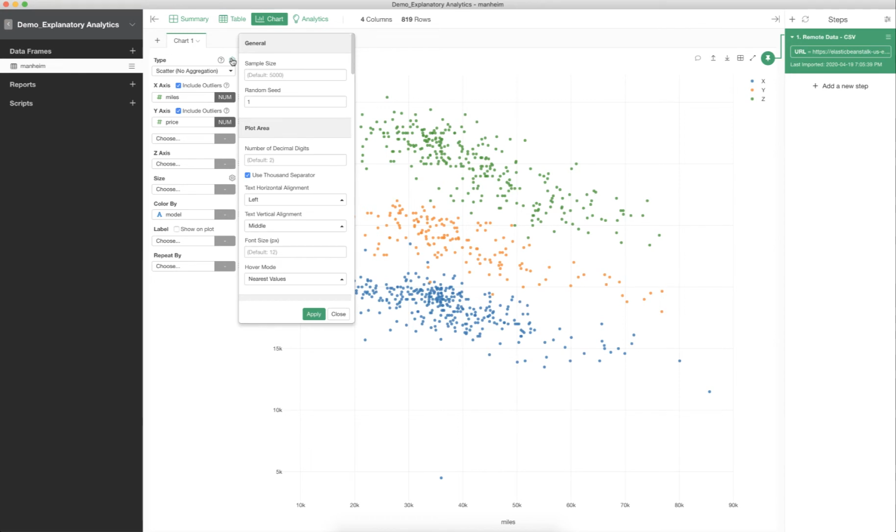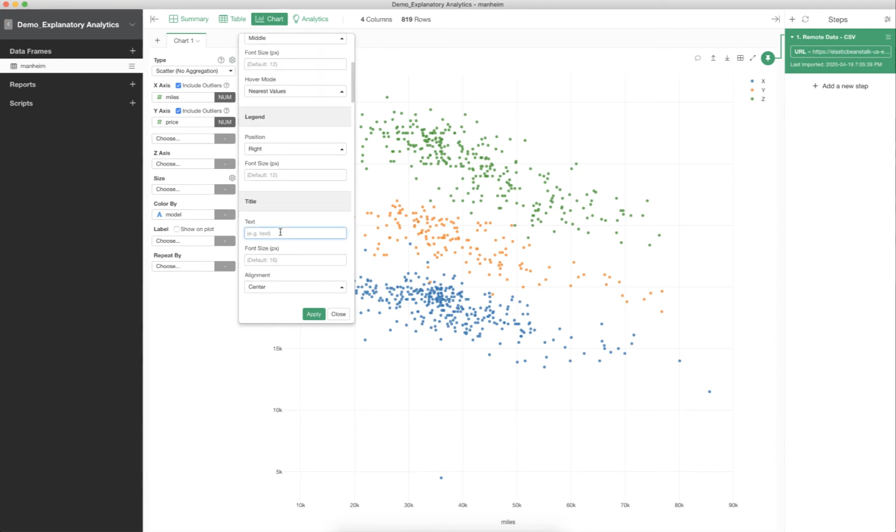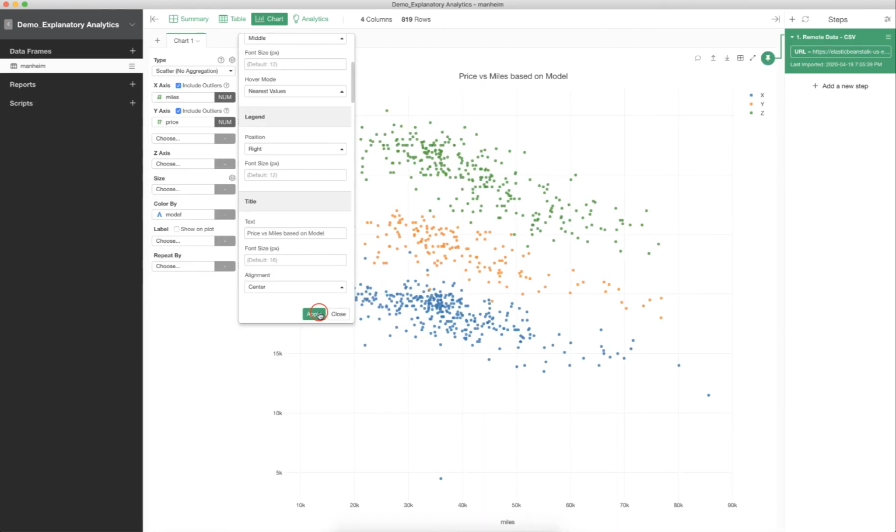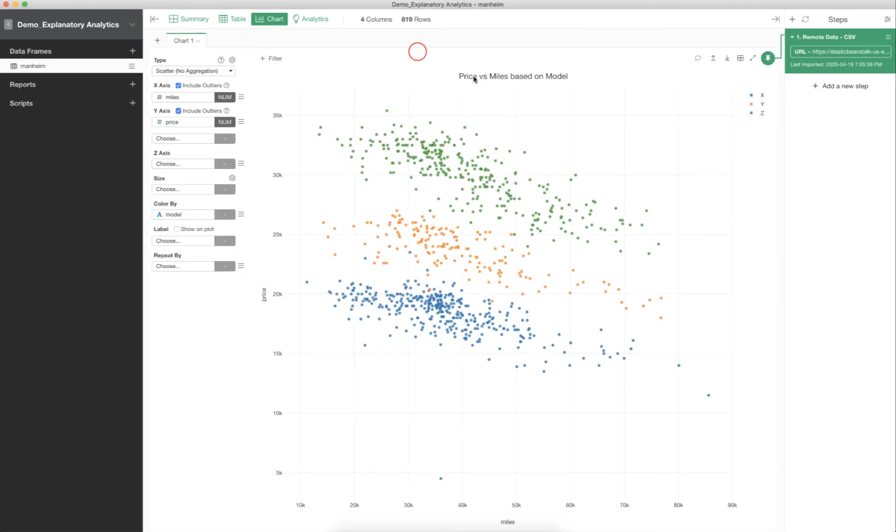I should be giving this chart a title. This is a chart of price versus miles based on the model of the car. And so this gives us some idea about the relationship between different columns in our data. We also have another column known as sale, or how the car was sold.